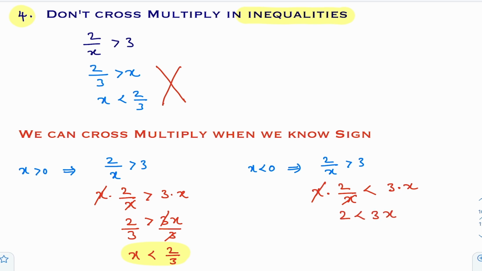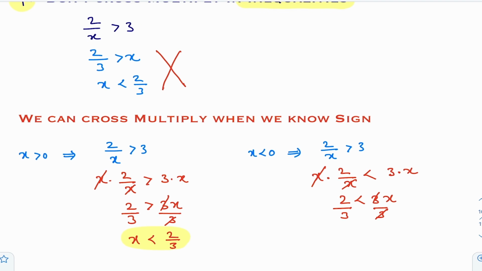Now I'll divide with 3 on both sides. As 3 is a positive real number, if I divide with the same real number, the inequality sign remains the same; less than remains less than. Now this 3 will get cancelled. What you got here is 2 by 3 less than x. It can be written as x greater than 2 by 3. So from this, you got that x is greater than 2 by 3.